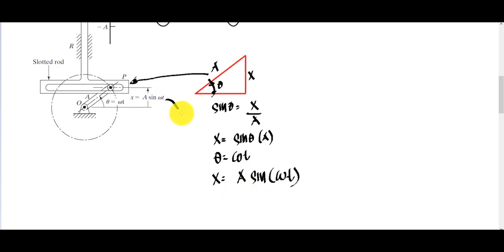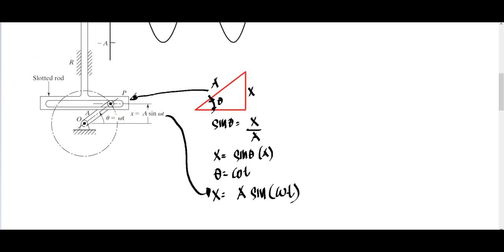Take note now, class, of the angular velocity. Its unit will be radian per second, and our time has the unit of seconds. So take note of that.